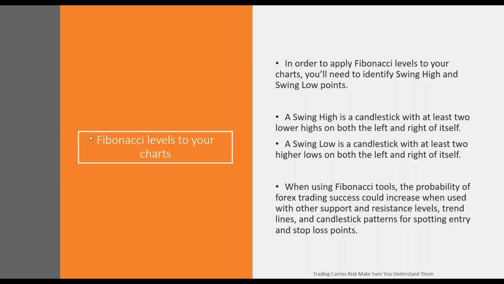Now, in order to apply Fibonacci levels to your chart, you need to identify swing highs and swing lows. A swing high is a candlestick with at least 2 lower highs on both the left and the right side. A swing low is a candlestick with at least 2 higher lows on both the left and the right side. If you're using candlesticks, like I said, I use what I call the significant swing high and swing low.